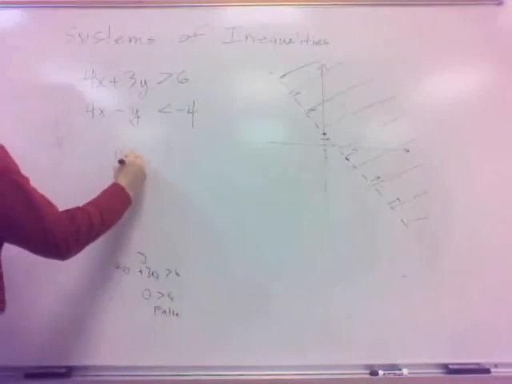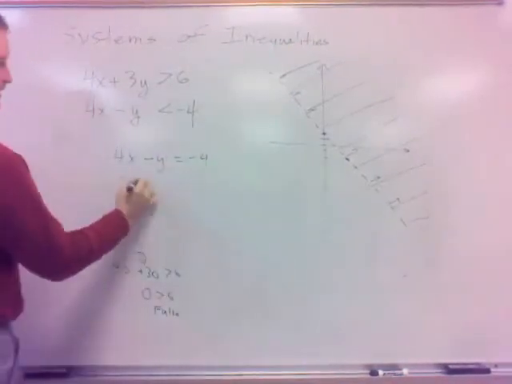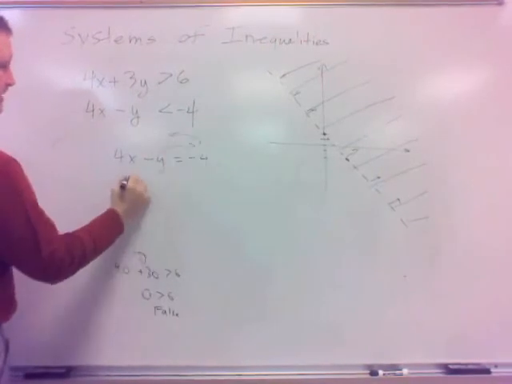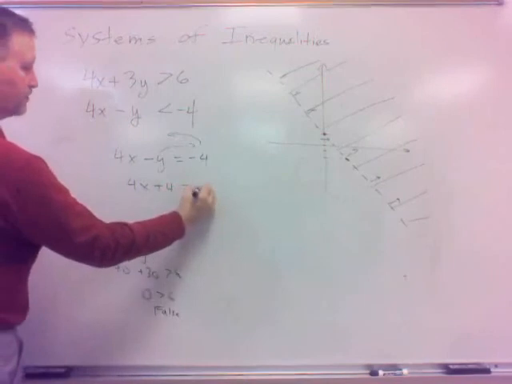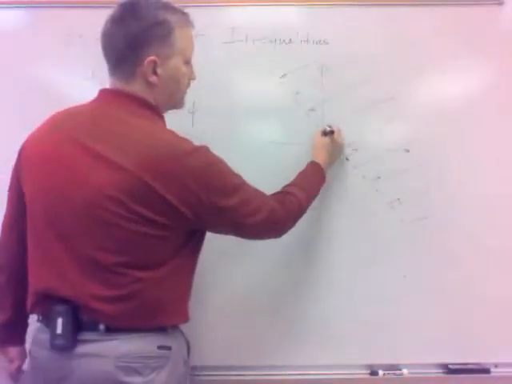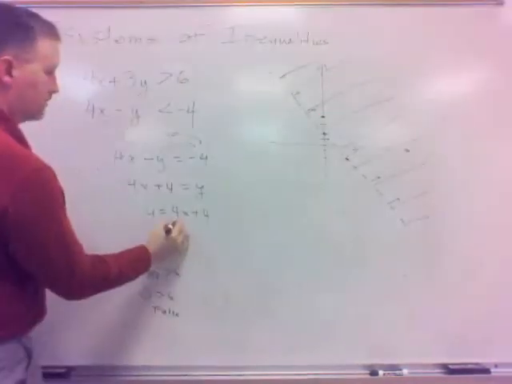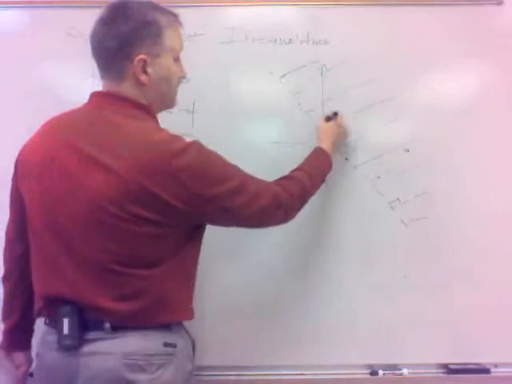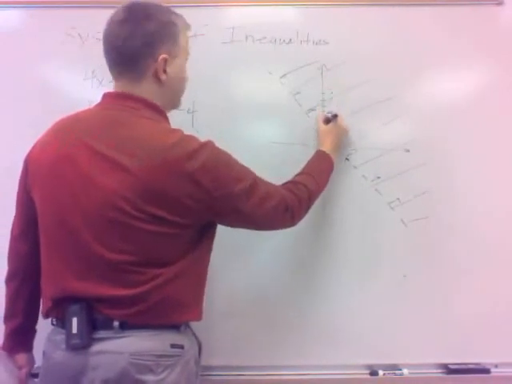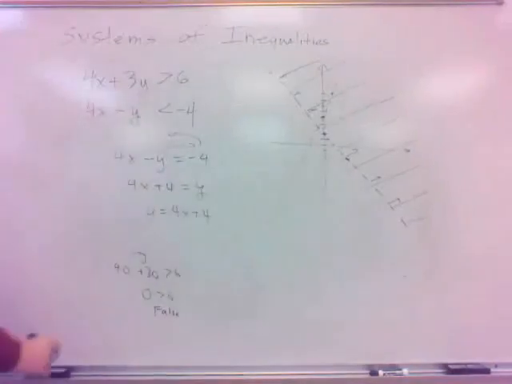What about the other one? Well, the other one, I've got 4x minus y equals -4 for the line part of it. Switch the places there, so it'll be 4x plus 4 equals y, so y equals 4x plus 4. So there I've got a y-intercept of 4 and a rise over run of 4, so that would be up 4 over 1, so also dotted. Shading on it.